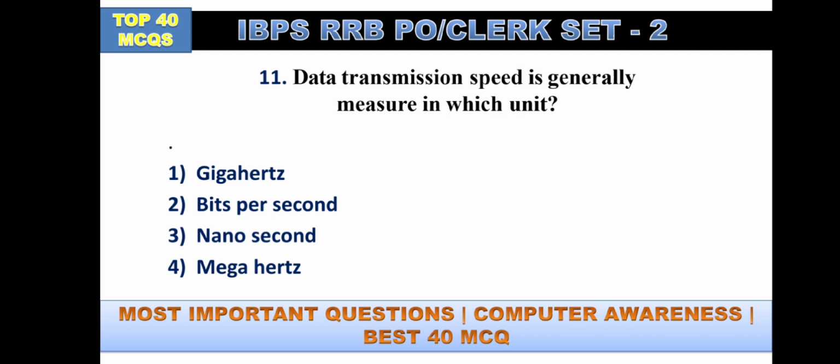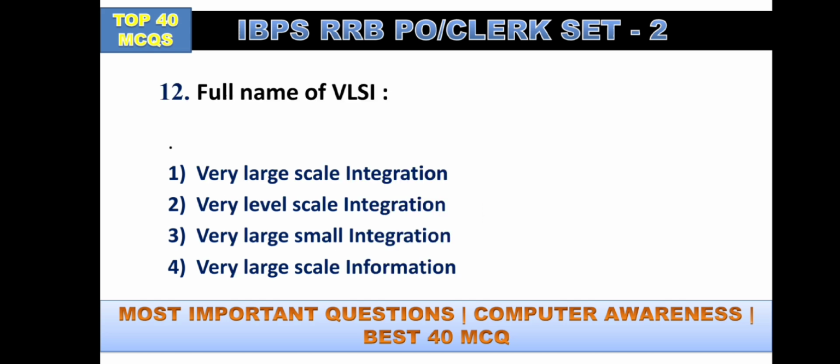Data transmission speed is generally measured in which unit? You have often seen that data bits are measured in MBPS, KBPS, which means bits per second. So here the answer is option number 2, bits per second. Full name of VLSI. VLSI means very large scale integration.